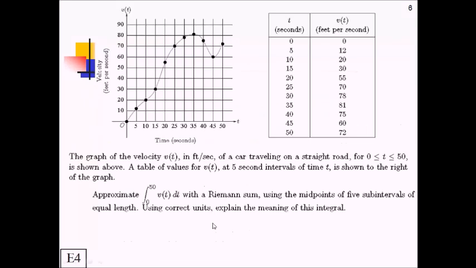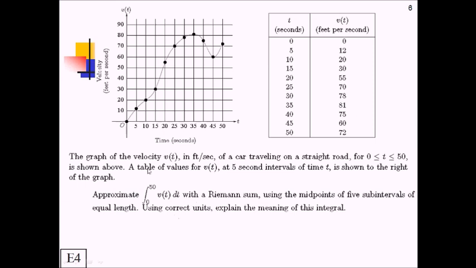Boom. For this last example, we have the graph of the velocity of a car traveling on a straight road given up here. And then we have a table of values for v of t at 5-second intervals given over here. So we want to approximate the integral from 0 to 50 of v of t dt with a Riemann sum using midpoints of 5 subintervals of equal length, and then using correct units, explain the meaning of this integral. All right, pause the video and go ahead and find that Riemann sum to start with here.